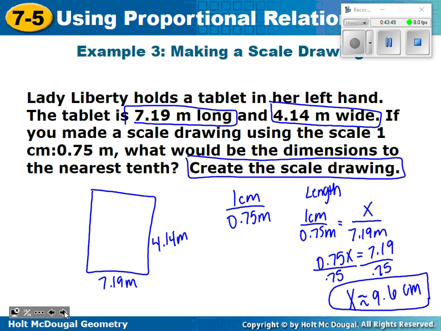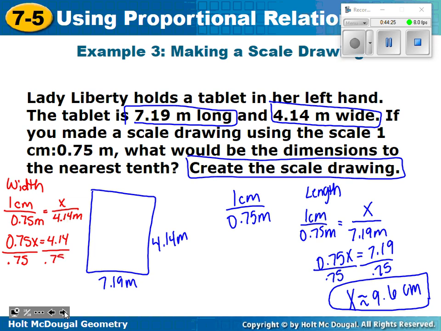Before we start drawing, let's find the width. We're going to do the same thing again, but now use the width. So again, for every dimension, you'll have to do a proportion. 1 centimeter to 0.75 meters is equal to what over, and this time it's 4.14 meters wide. Okay, cross multiply. You get 0.75x equals 4.14 and divide by 0.75. Round to the nearest tenth.